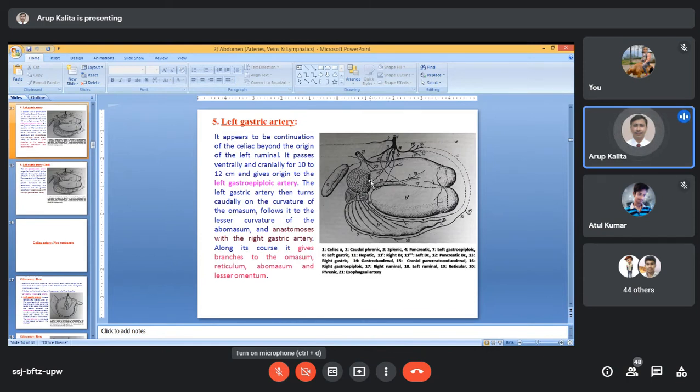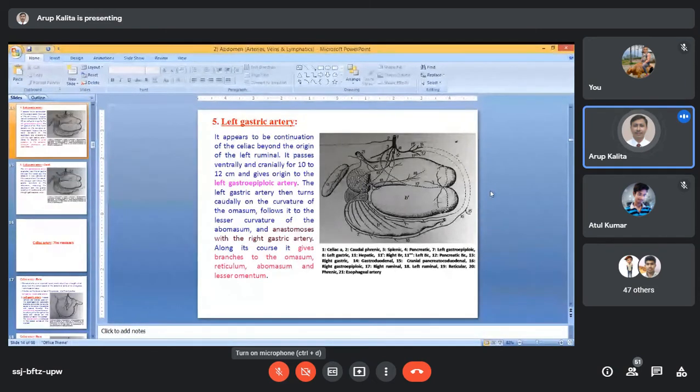So the left gastric artery will give the left gastroepiploic artery, number 7, you see, the left gastroepiploic artery. And this left gastric artery will also join the main branch. This is number 8. The main branch of the left gastric artery will join to the right gastric artery. This is the right gastric artery.